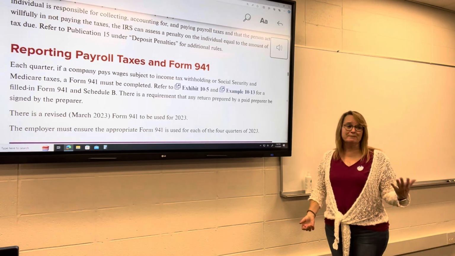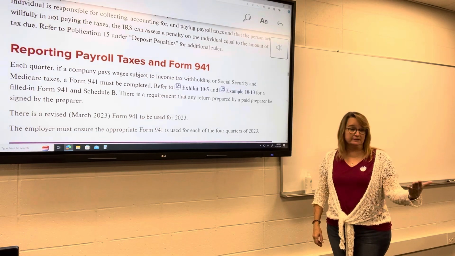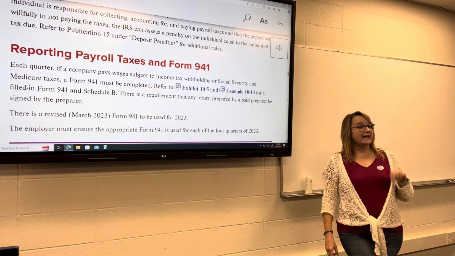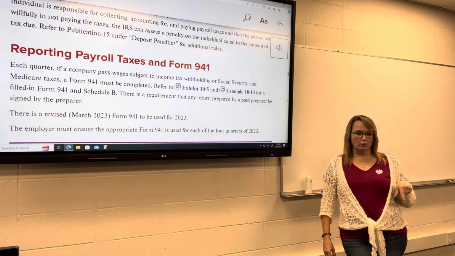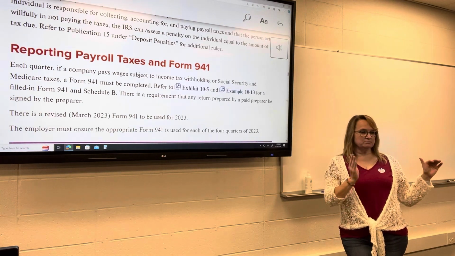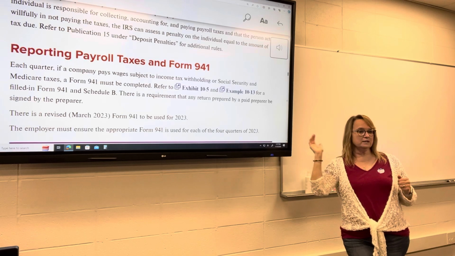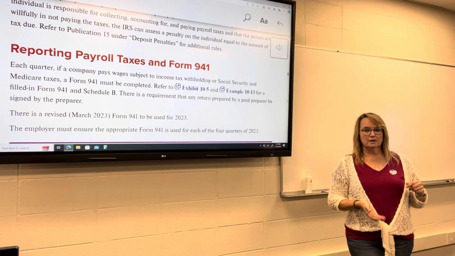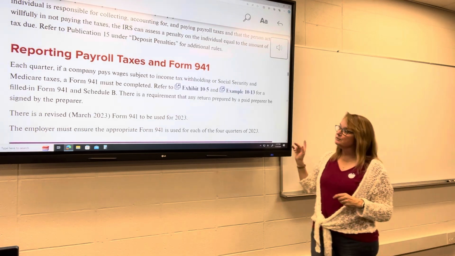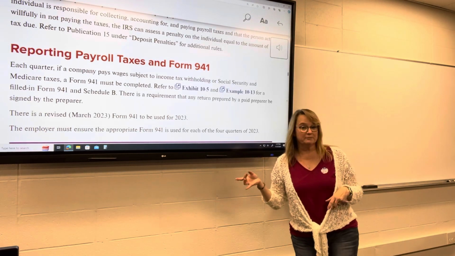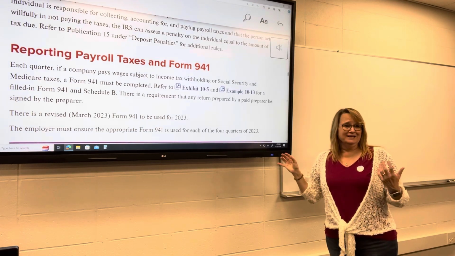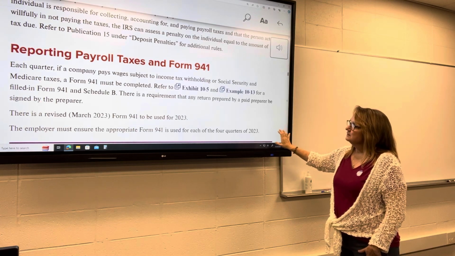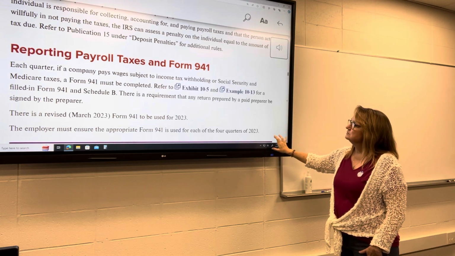But even if you don't owe any money, you still have to file the form so that you're telling them you don't owe any money. It is due by the end of the month following the quarter. So first quarter ends March 31st, 941 has to be filed by April 30th. Has to be postmarked by that time. There are ways as well to electronically file these Form 941s, but I think you can still file it on paper if you choose to do so.